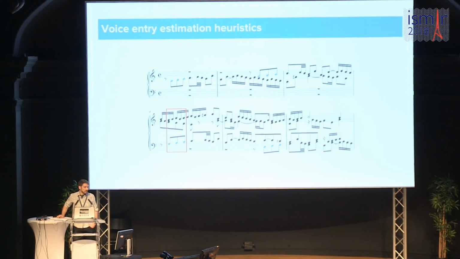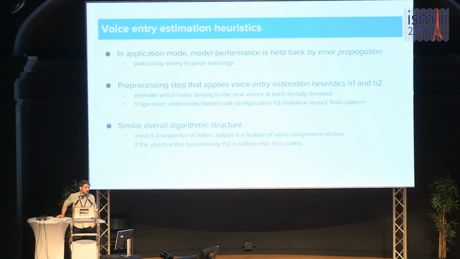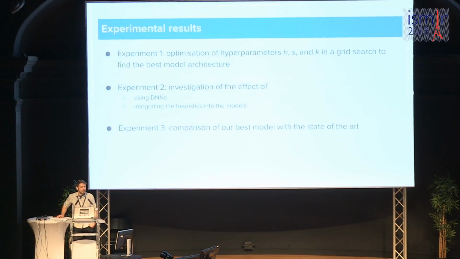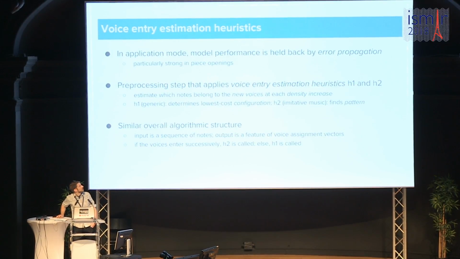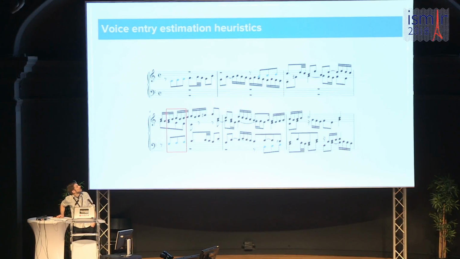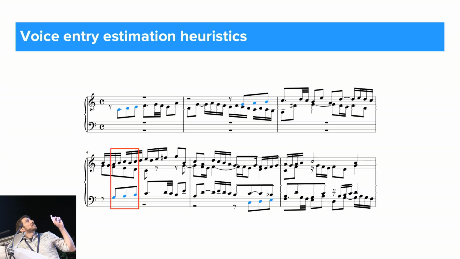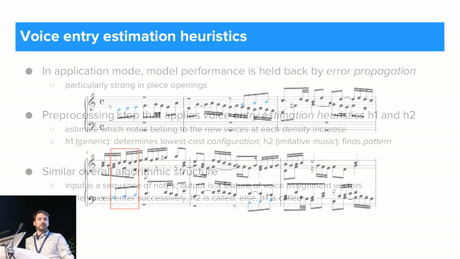To tackle this, we apply a preprocessing step that applies voice entry estimation heuristics, H1 and H2. And these estimate which notes belong to the new voices at each density increase. So each new voice at each density increase is indicated by the blue notes here. So you see a voice enter, the first voice enters at density 1, the second voice enters at density 2, and so on.